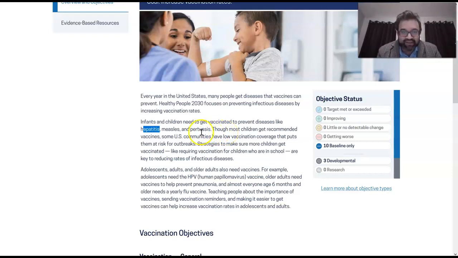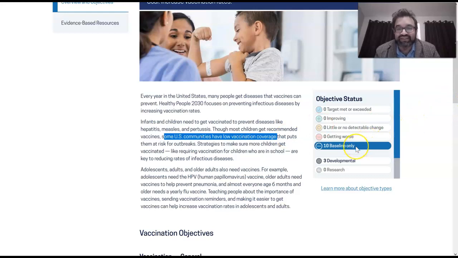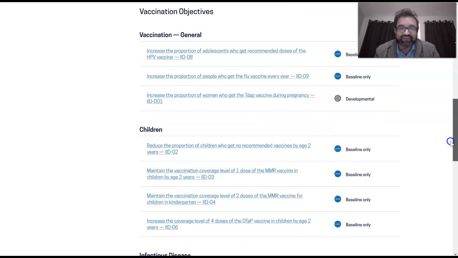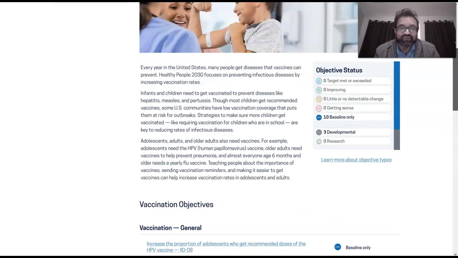Most children get recommended vaccines, and some U.S. communities actually have very low vaccination coverage. Therefore, outbreaks are more frequent in these areas. So it's very important to be aware of this, and when you're creating community level interventions, it's important to be aware. There are 10 baseline objectives, and so you can go over these here.